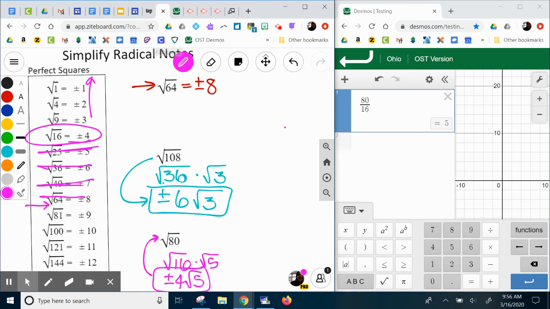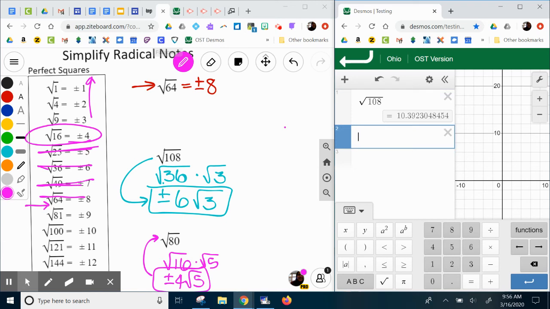I also know that because when I type these in, the decimals will be the same. If I do the square root of 108, I get 10.39. And when I do 6 square root of 3, I get 10.39. So these numbers are equivalent. I could do the same thing with the second example. Square root of 80 is 8.94, and 4 square root of 5 is 8.94. So they want to stay equivalent. They should come out to be the same decimal.